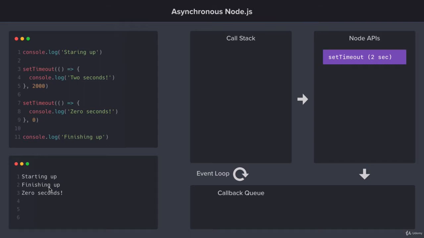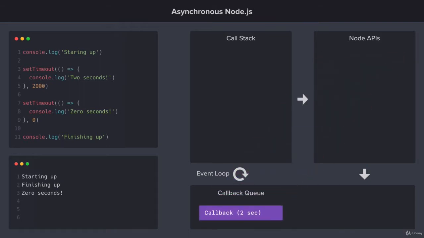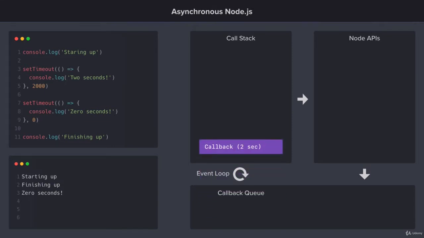So at this point, the program still isn't done. The call stack is empty. The callback queue is empty, which means the event loop can't do anything. The program just sits there for 2 seconds. At that point, our other event is done. Its callback gets pushed on to the callback queue. The event loop detects that. It notices the call stack is empty, which means it's ready to run. It takes that callback, bringing it up to the call stack, and it executes it.